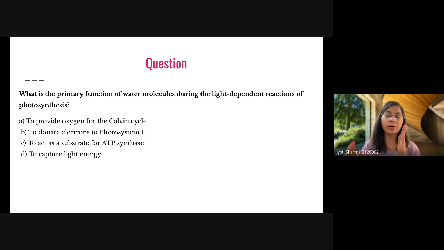I think in previous weeks, we already discussed that in photosynthesis, we have two types of reaction. The one is light reaction and another is dark reaction. So this question is based on the light reaction. And what is the main purpose of the light reaction? So can you tell me, out of these four options, which one could be the right one?